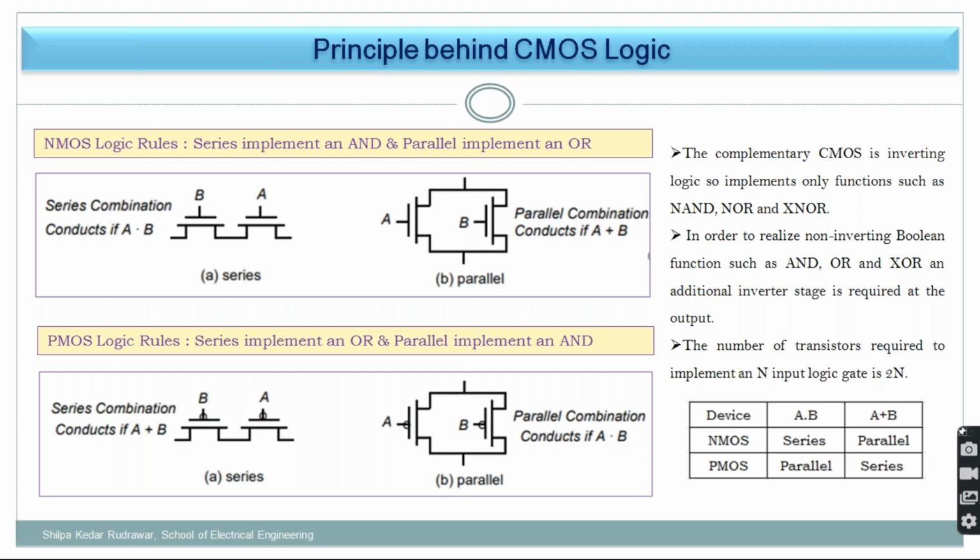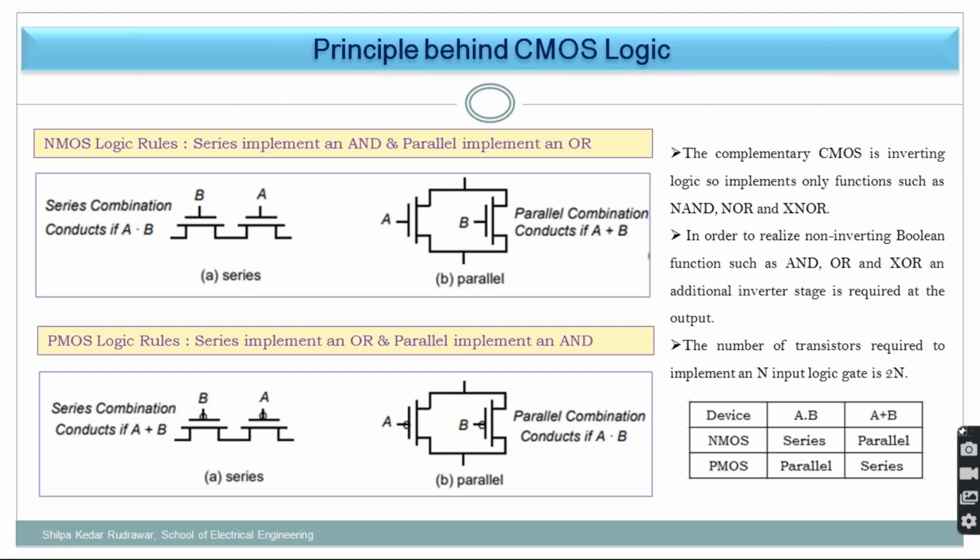So always remember this rule: for NMOS, when multiplication is there, it will be in series, and for plus it is in parallel. The opposite of that you have for the PMOS. PMOS is connected in the pull-up network, NMOS is connected in the pull-down network. Whenever you are implementing any CMOS circuitry, it will be implemented as a complemented circuit. What is the meaning of this?